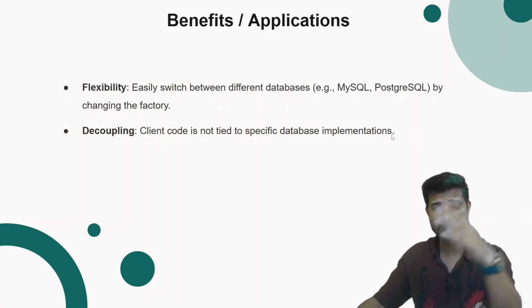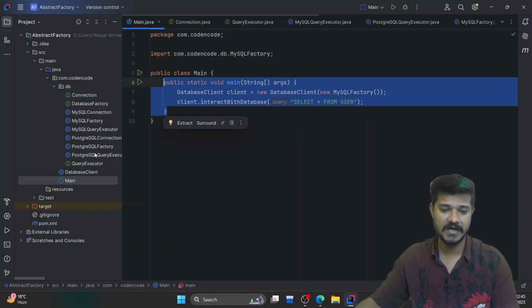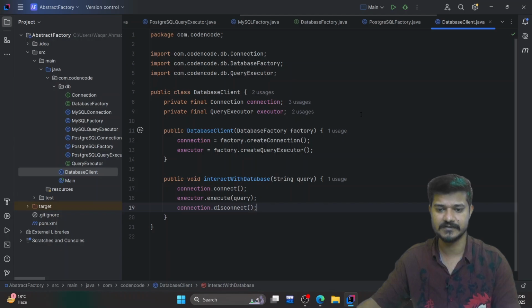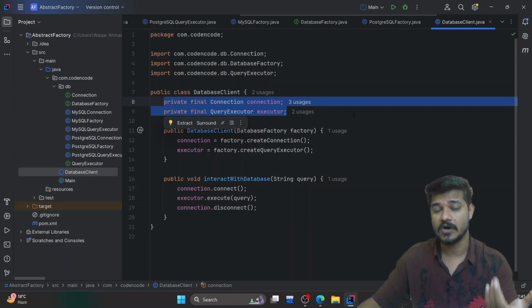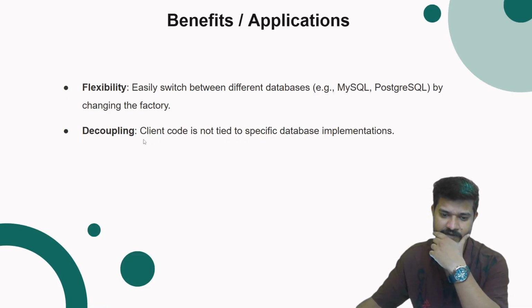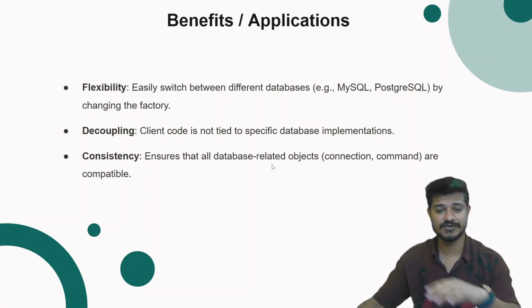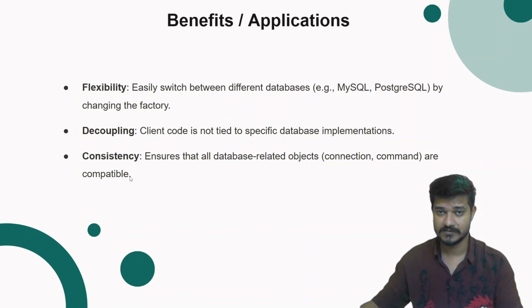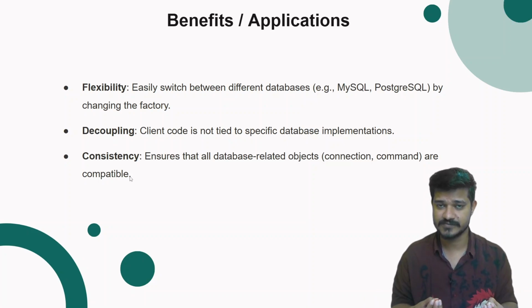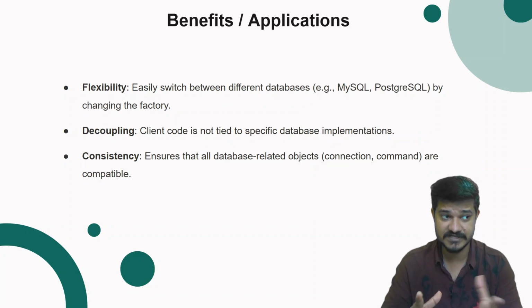Clearly, it doesn't depend. This is the client code, and also this database client, basically the database application, doesn't depend on any specific implementation of a database, right? It depends on the abstract or the interface. So decoupling, and also consistency. It ensures that all database related objects are compatible. In this case, we are talking about database objects, but it applies to any family of objects that you are working with which are related.